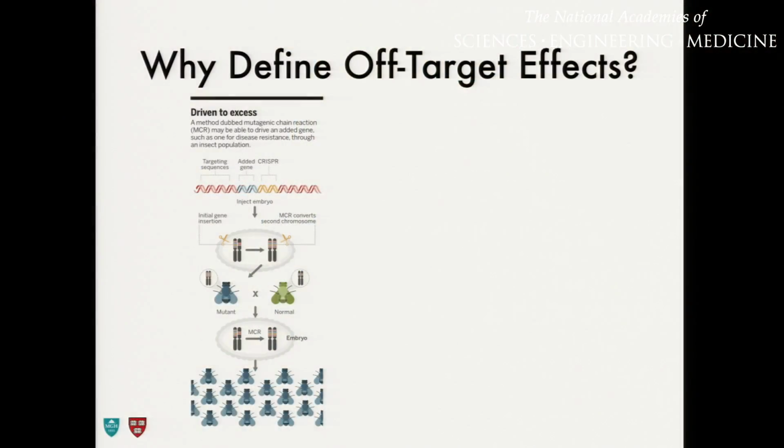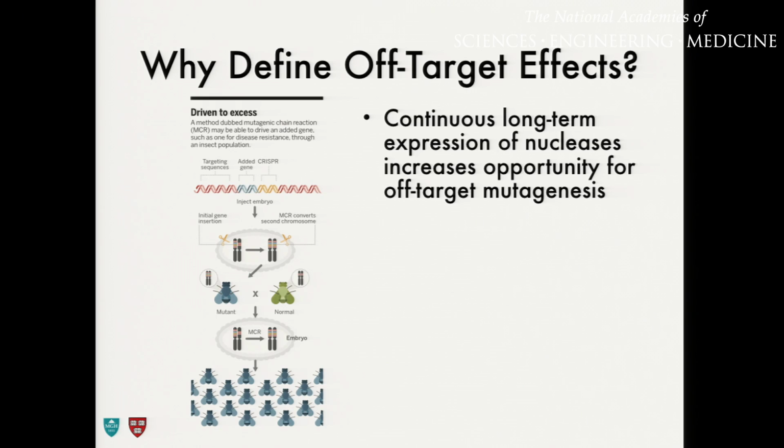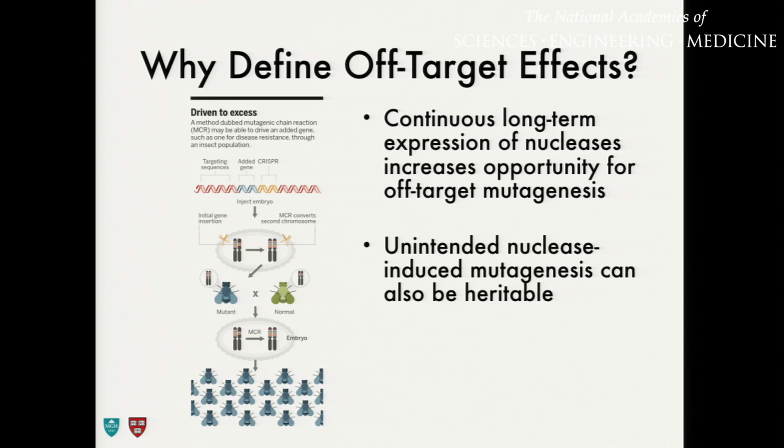Here's a figure that I've borrowed from Science, where you have this idea of the gene drive, and this is related to the mutagenic chain reaction paper that we've had recently. The concept here is that you're expressing constructs for both Cas9 and a guide RNA in the context of either cells or an organism. Some considerations are that the continuous long-term expression of these nucleases increases the opportunity for off-target mutagenesis. You might have a nuclease that cleaves at low frequency initially, but over time can have high frequency mutagenesis. Another consideration is that unintended nuclease-induced mutagenesis can also be heritable, so it can essentially be carried along with the gene drive, and that's something to think about.